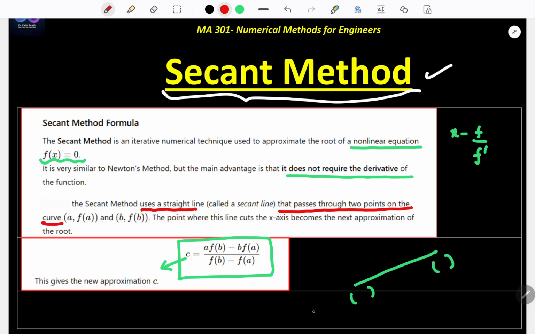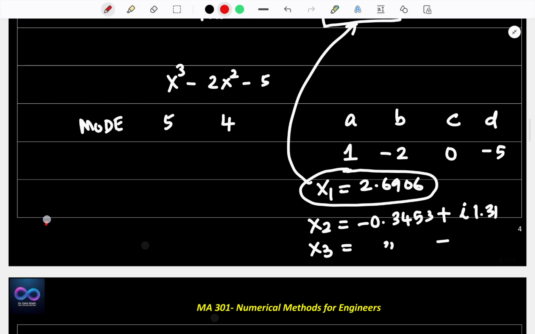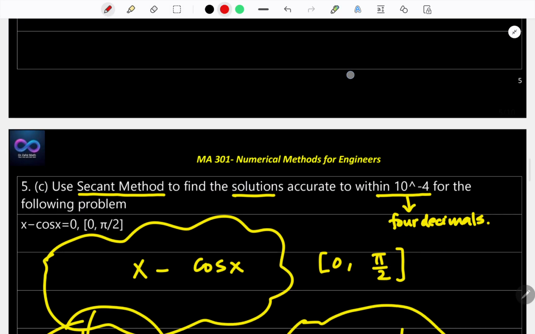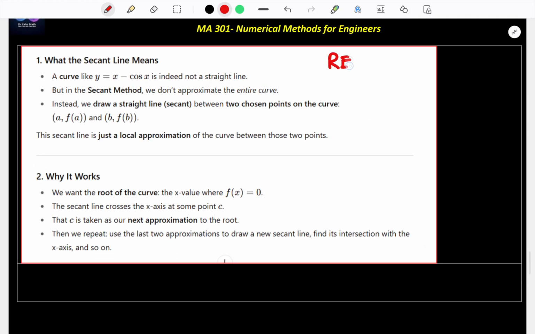So if it is a curve, it takes two points here and here, and you just draw a line, and the iteration value takes place on this line. But here it's a cosine curve, right? A cosine curve normally keeps going like this. So what are the reasons? The reason, the main thing, is that the function y is equal to x minus cosine x is not a straight line. Keep that in your mind.